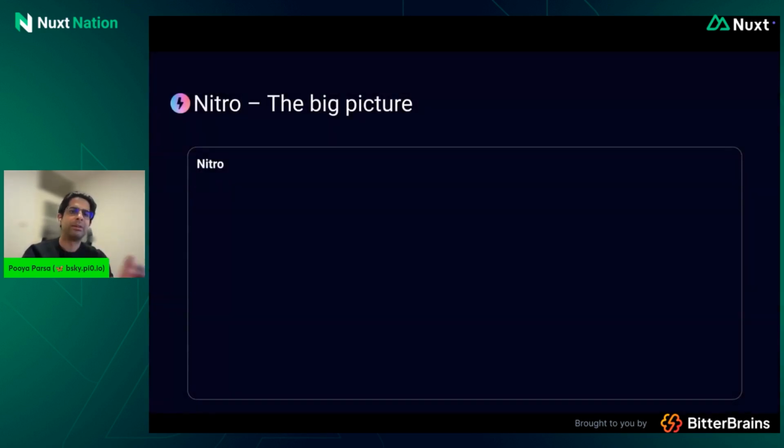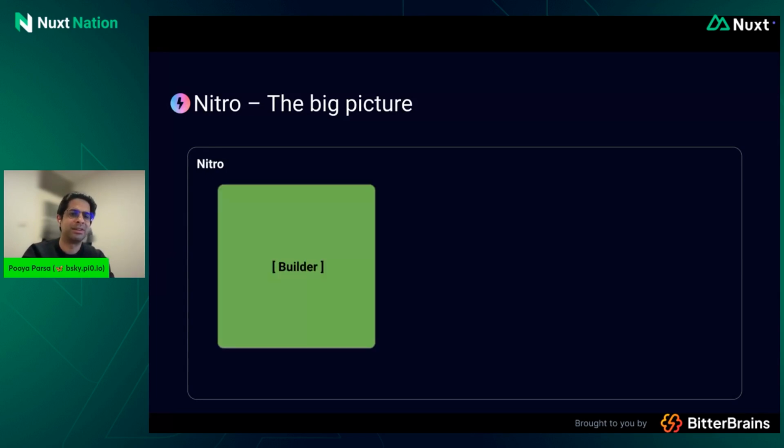First, let's start with the big picture to see what is inside Nitro. We call it the server engine for modern web applications. I mean, what is an engine, right? It's really hard to find a word for a meta framework that is composable with other meta frameworks, so yeah, it's kind of a unique thing. Nitro has three different parts. The first part is its builder.